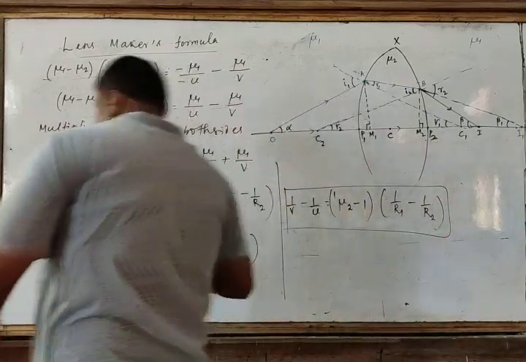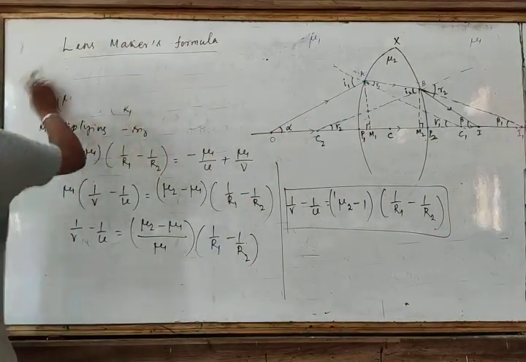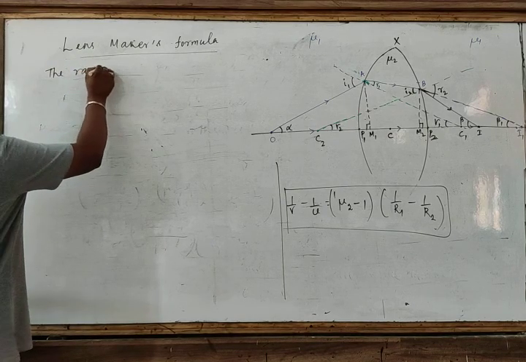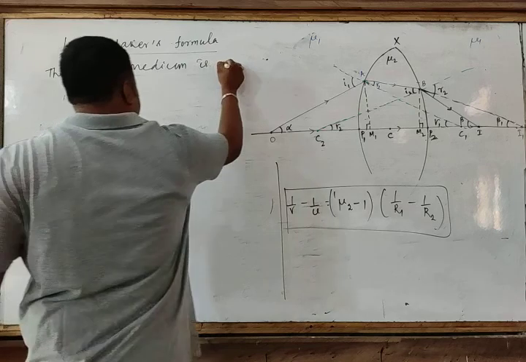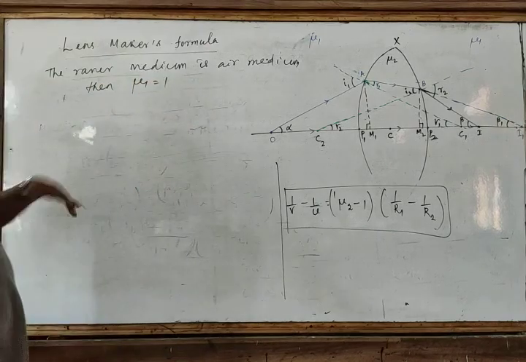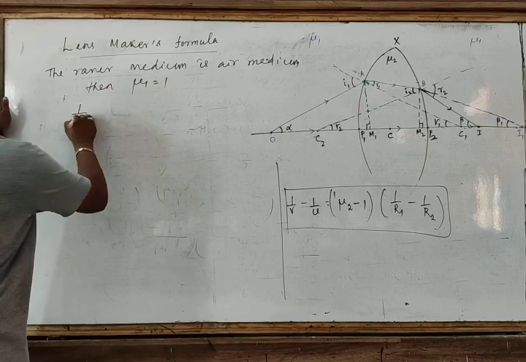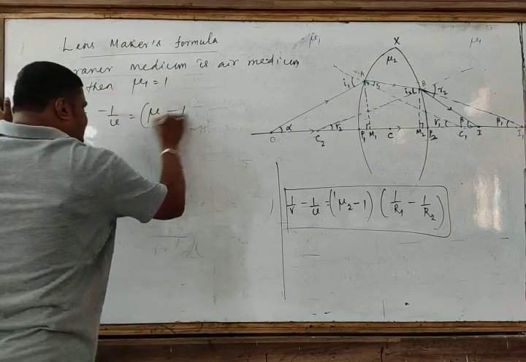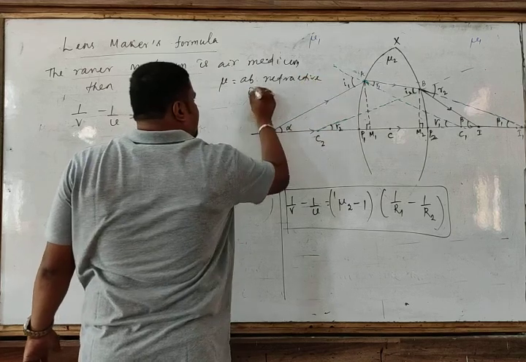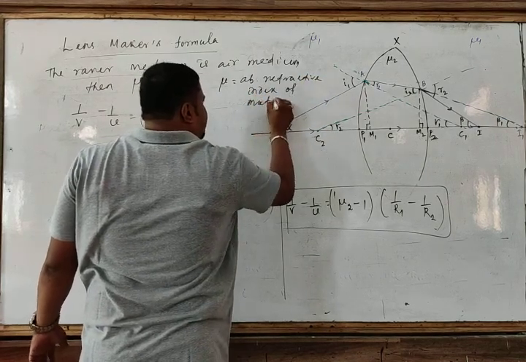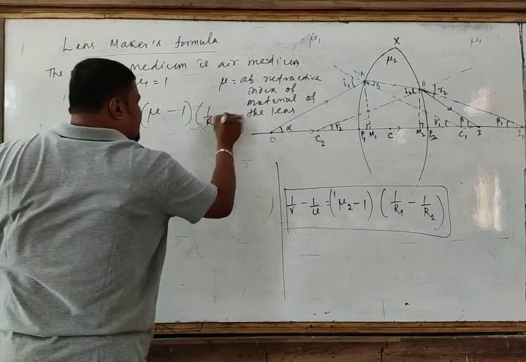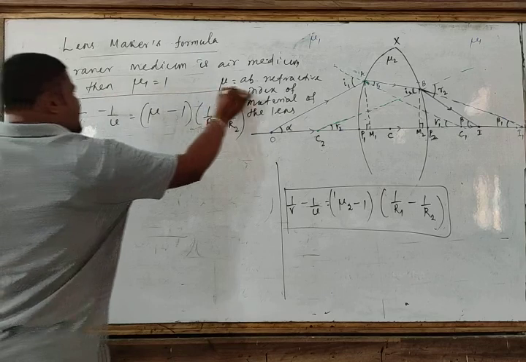If the outside medium, the rarer medium, is air, then mu1 is equal to 1, so for the rarer medium you can take the absolute refractive index. 1 by V minus 1 by U is equal to mu minus 1, where mu is the absolute refractive index of the material of the lens, the denser medium, suppose glass, into 1 by R1 minus 1 by R2. This is the required formula.